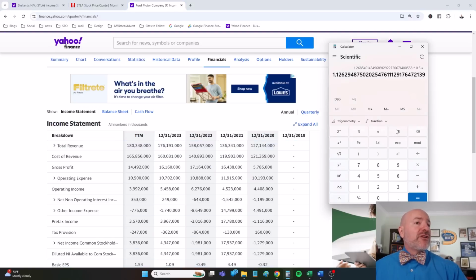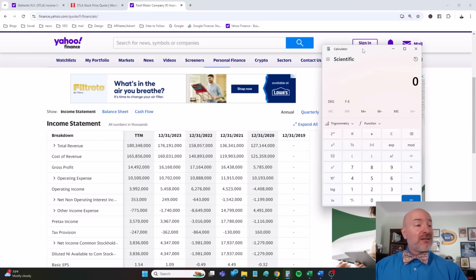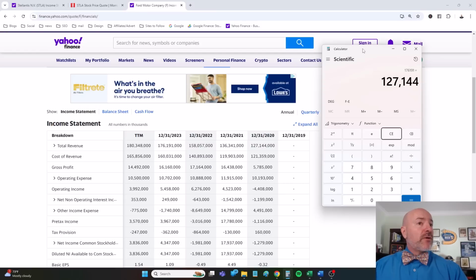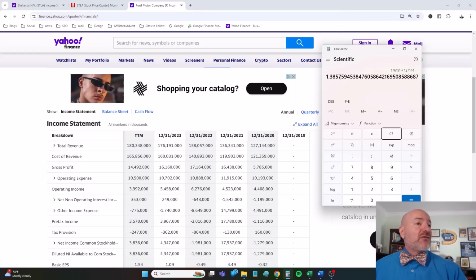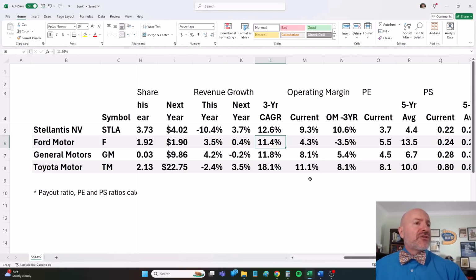So if we want to get a 3-year compound annual growth rate on the revenue, we go 176,191 divided by 127,144. So that's 1.3857, right? So 38.5% over the 3 years. Now to find the annualized, that's 3 years, so we want to find an annualized x to the y. That's the exponent. And since it's 3 years, 1 divided by 3 is 0.33. So 0.33 there, 11.36. That is your compound annual growth rate, your CAGR, for 3 years for the revenue growth for Ford, 11.3. And you'll see I've noted that down, 11.4 here. So that's how we're finding this.